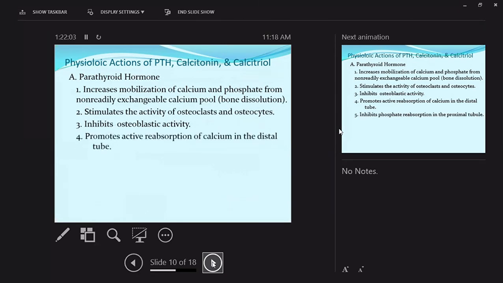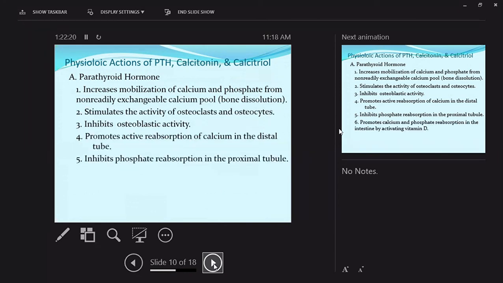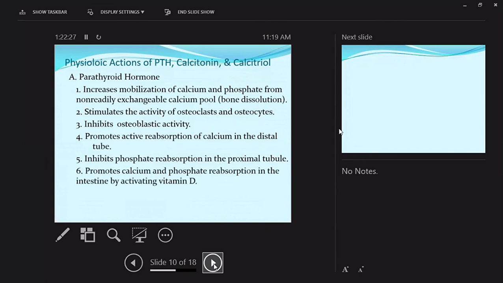It promotes active reabsorption of calcium in the distal tubule. The proximal tubule is independent of your parathyroid hormone. This inhibits phosphate reabsorption in the proximal tubule and promotes calcium and phosphate reabsorption in the intestine by activating vitamin D.